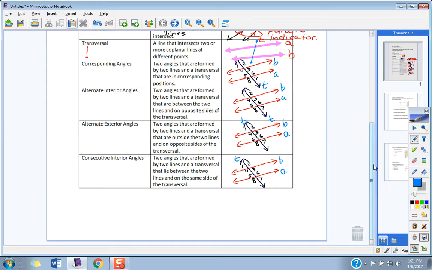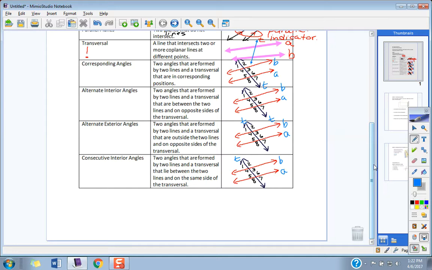The first type of angles that are formed here are called corresponding angles. And here's how I think about corresponding angles. Definition-wise, there are two angles that are formed by two lines and a transversal. Here's my two lines, A and B. Here's your transversal, that are in corresponding positions. It means they're in the same relative position for each line that my transversal cuts through.